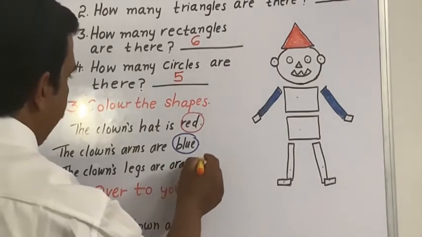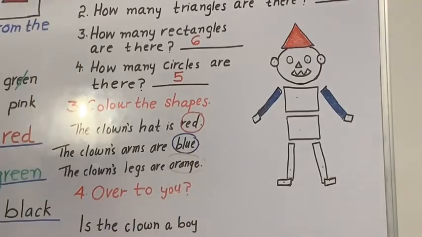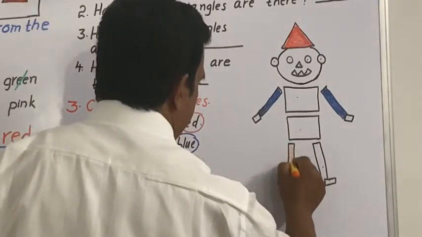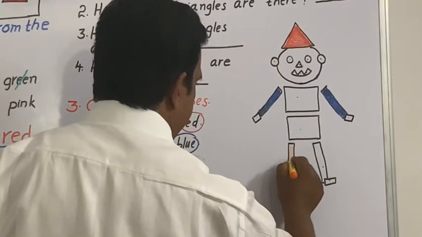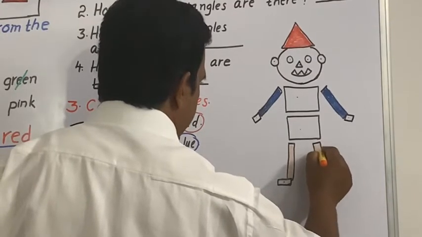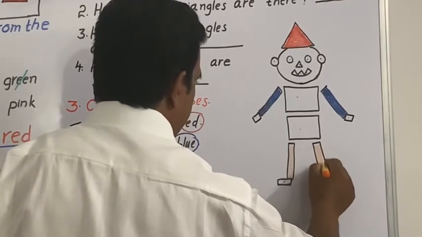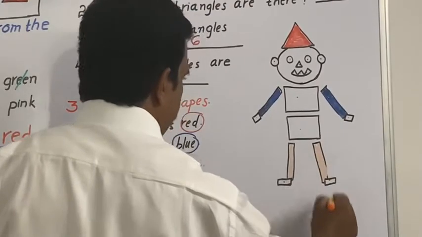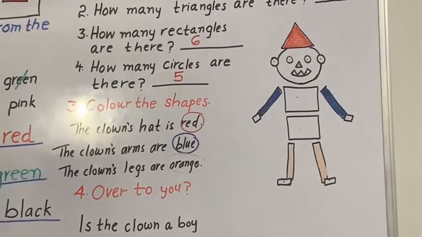Do you have orange color with you? Yeah, orange. Okay, color it orange. These are the legs. Only orange with orange. This side also. Did you complete it? Okay. The clown's legs are orange. So, color it orange.